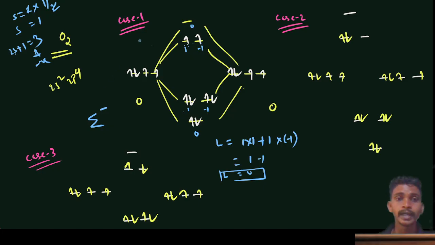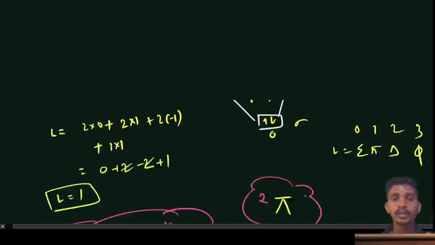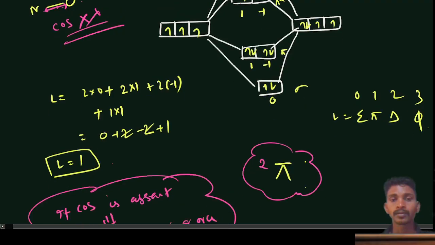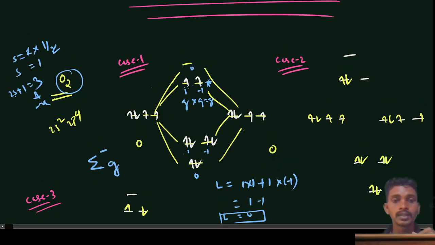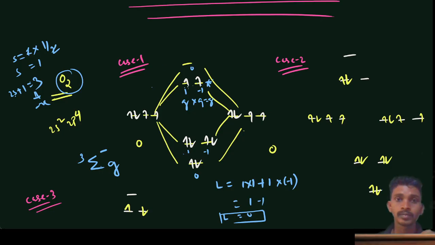First things. And since this is O2, a center of symmetry is present, so we look for gerade or ungerade, and we know that for pi star, this is g, and this is also again g, so g into g is g. We discussed in the previous class how to get this value. Okay, so g, and now for 2S plus 1, that is 3. So these are the values. Okay, this is one case.